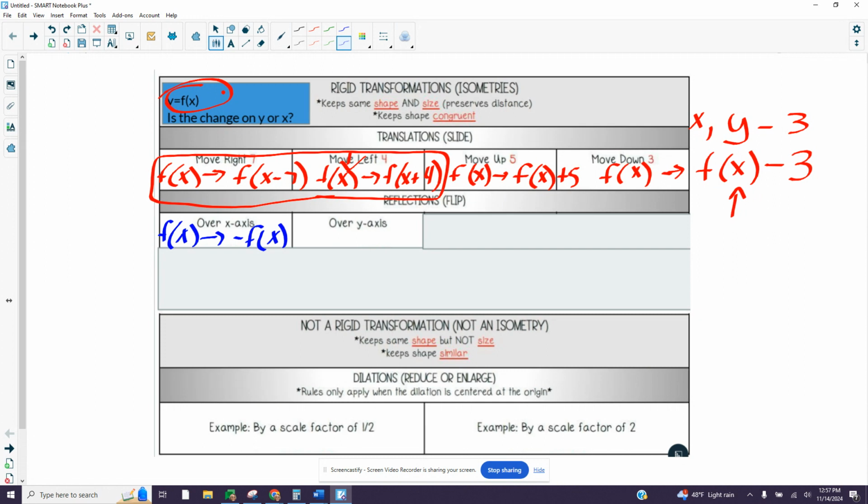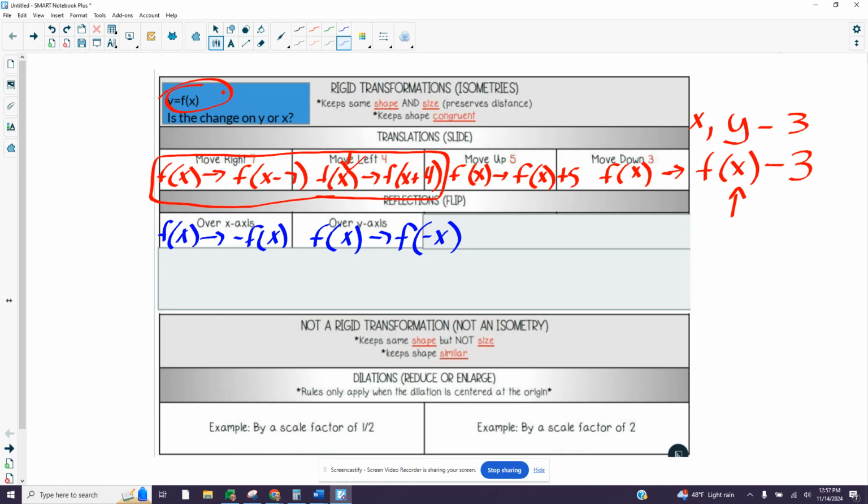Now over the y-axis, your x values are going to be opposite. Your y values will remain the same. So our f of x is now going to be f of negative x, because your x values are changing when you are reflecting over the y-axis.